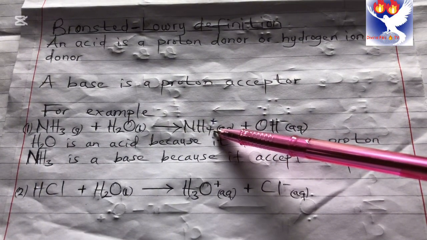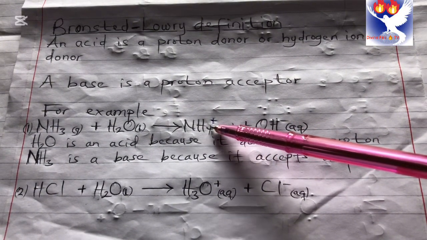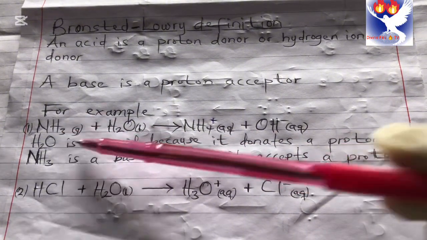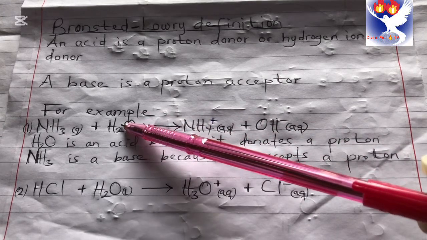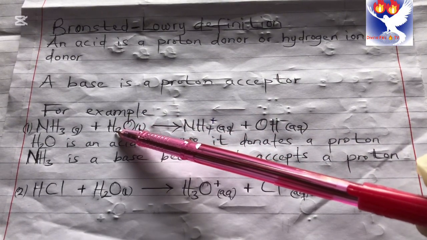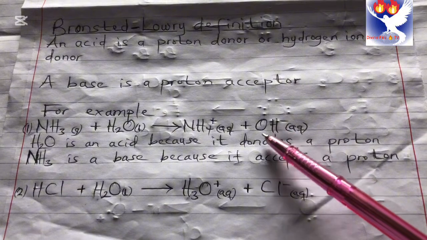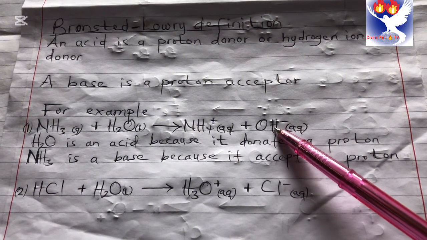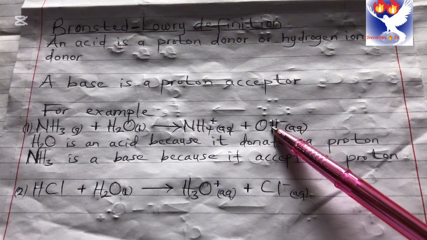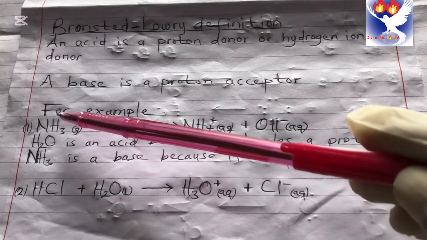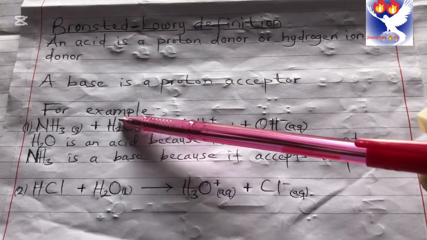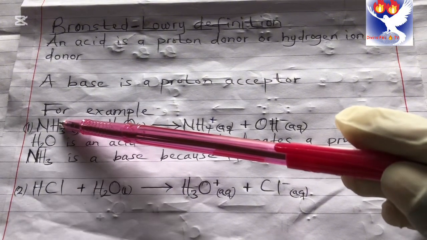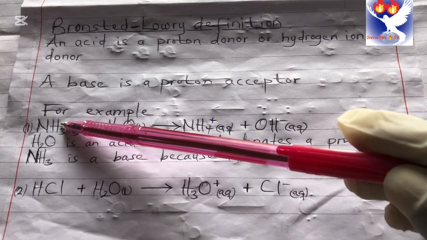NH4. You can see it has accepted one proton. This is NH3, this is NH4. Hydrogen has increased. Water has donated one proton. H2O, when we come here, is only OH, one hydrogen. So water is a Brønsted-Lowry acid. Ammonia gas is a Brønsted-Lowry base.